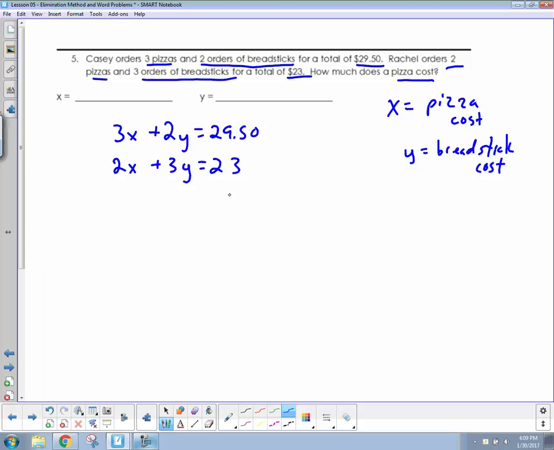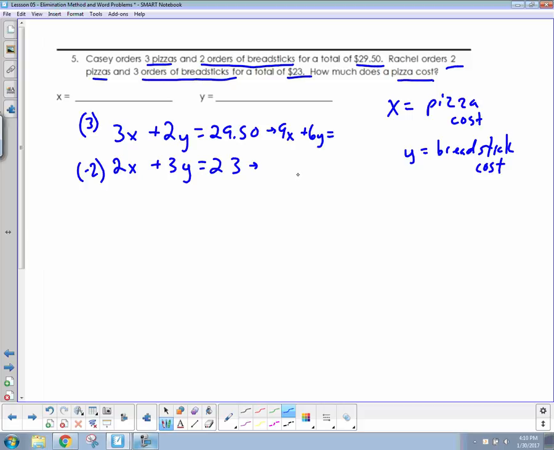Again, nothing works out nicely, so I'm just going to stick with the x's. Actually, no. They want to know how much the pizza costs. Why don't we cancel the y's? So I'm going to put 3 on top, -2 on bottom, because 3 times 2 is 6, and -2 times 3 is -6. That means my y's will cancel. I'm going to bump them over here. So 9x plus 6y equals 3 times 29.50.